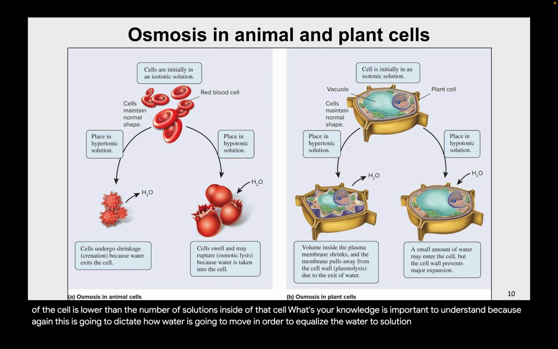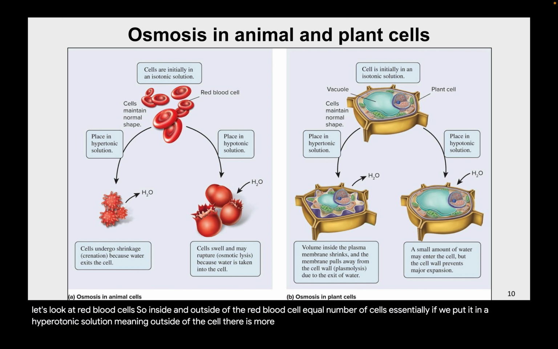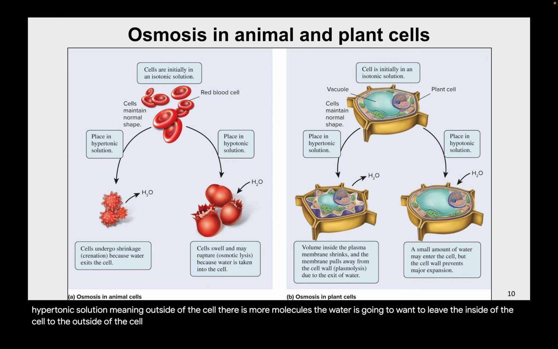We look at some examples of exactly why this is important. Let's look at red blood cells. Right? If they're in an isotonic solution, so inside and outside of the red blood cell, equal number of solutes essentially. If we put it in a hypertonic solution, meaning outside of the cell, there is more molecules. The water is going to want to leave the inside of the cell to the outside of the cell to try to equalize those solute to water ratios. So we get cells that will shrink.